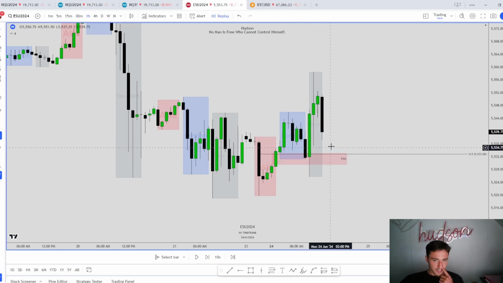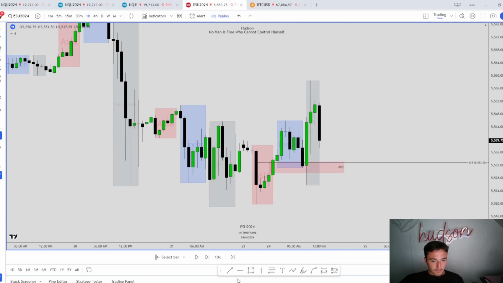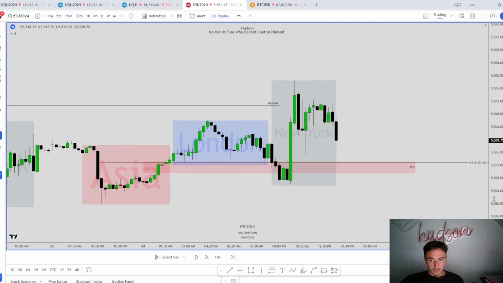Sorry, I couldn't think of it. Fair value gap right here. Obviously, we have low resistance liquidity. We have relative equal highs at these highs, so we're probably going to be targeting this high. And now we can go to the 15-minute.